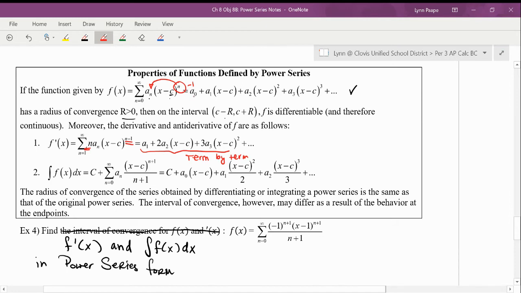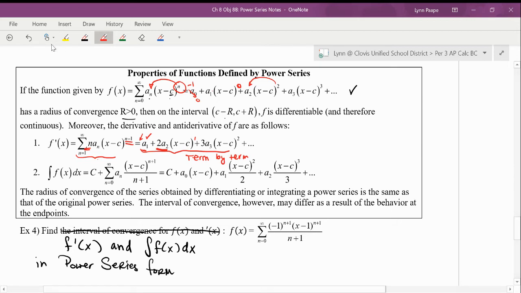Meaning here, if I took the derivative of a sub 0, that's a constant, so that would be equal to 0. So that's why there is no a sub 0 here, because that would turn into 0. And then here, if I took this derivative, I would have 1 times a sub 1, and then reducing the power by 1 would turn to 0, and that's why there's no x minus c here. And then here, pull down the 2, so I would have 2a sub 2, and then reduce the power by 1, power of 1, and so on and so on. So this is our power series format, where there's the derivative, and this is term by term.